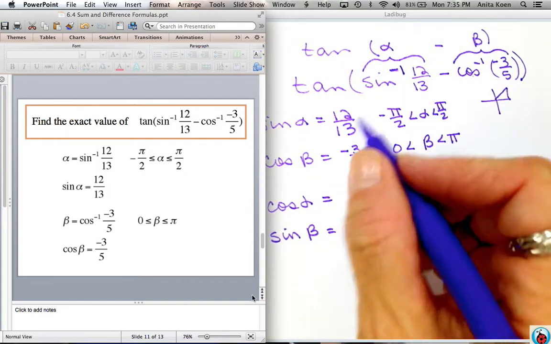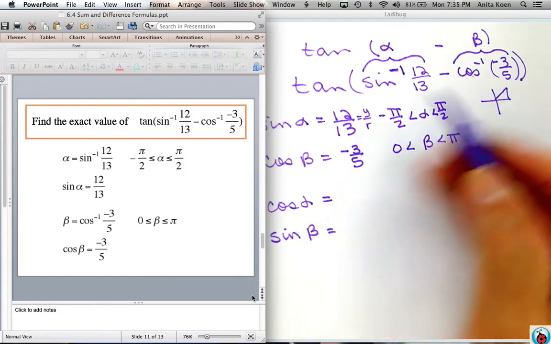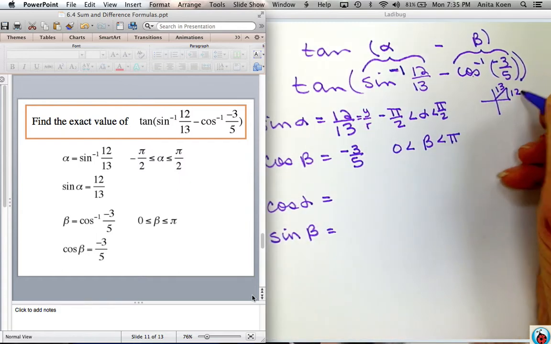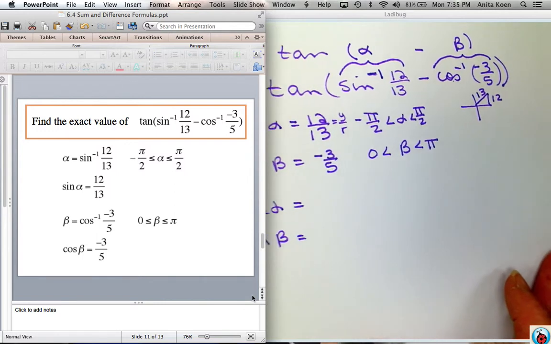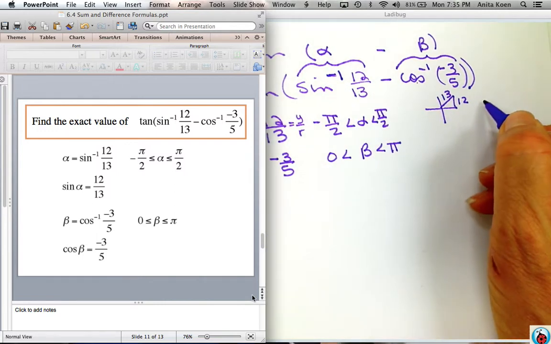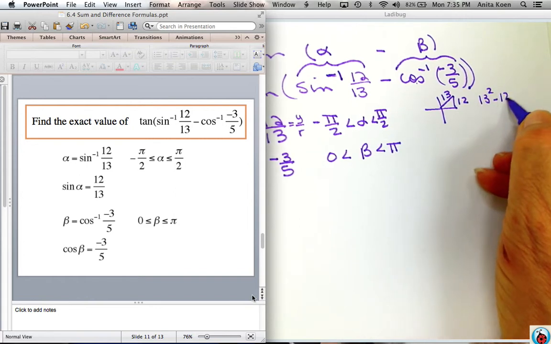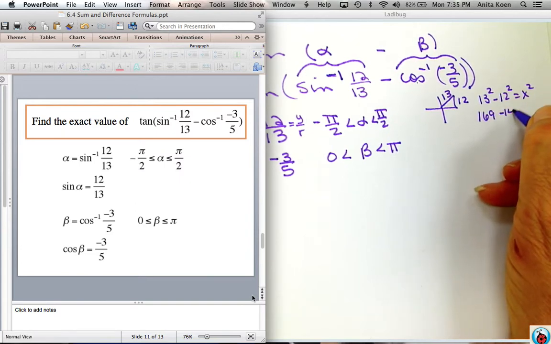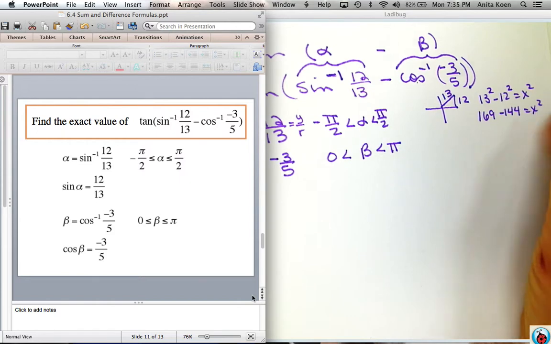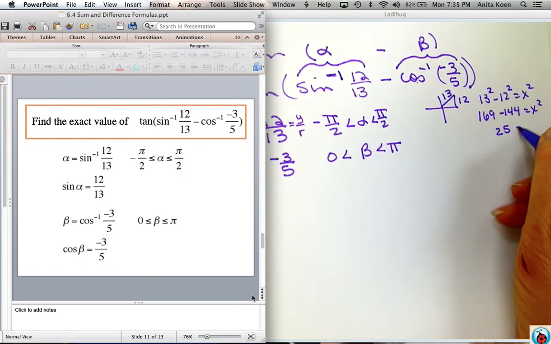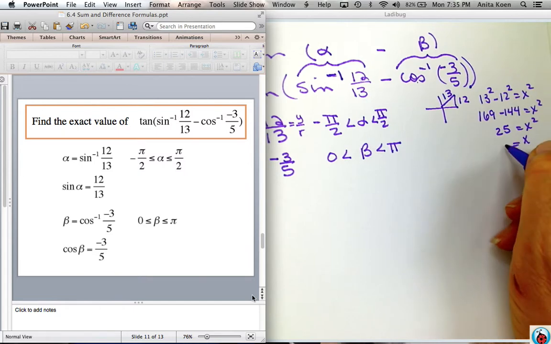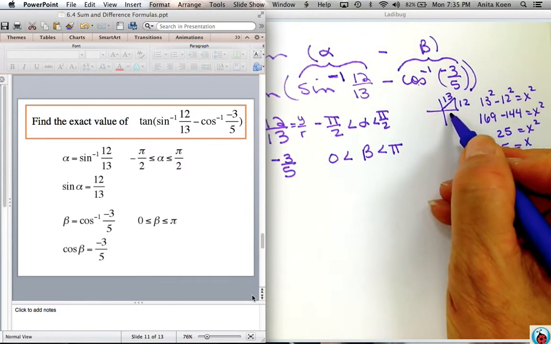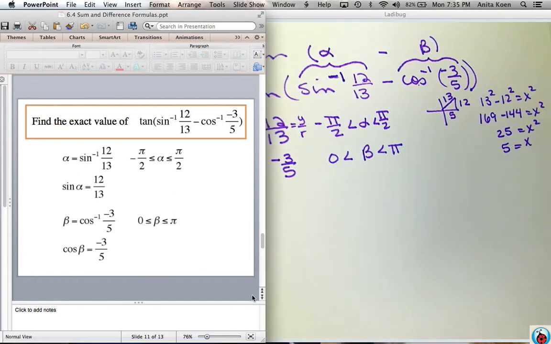So the sine is y over r. So this is 13 and this is 12. And so now I'm going to use my Pythagorean theorem to find out what x is here. So 13 squared minus 12 squared is equal to x squared. So that's 169 minus 144 is equal to x squared. And that's going to give me 25 equals x squared. So x is positive or negative 5. And since we're in quadrant 1, it's positive 5. Okay, questions there?